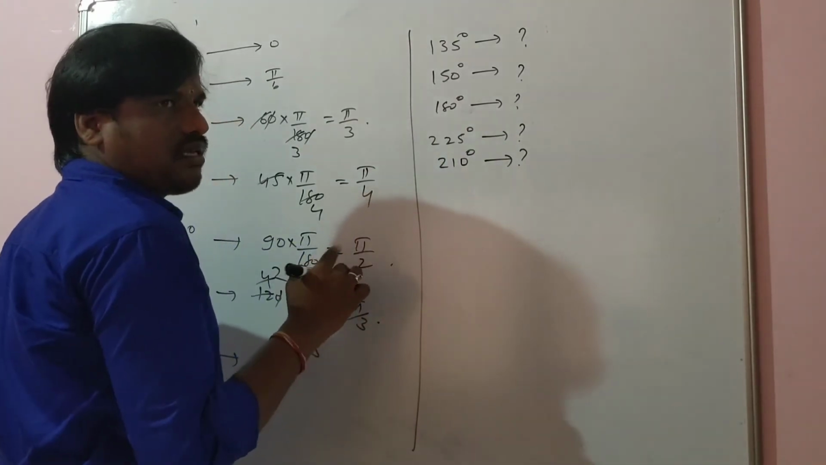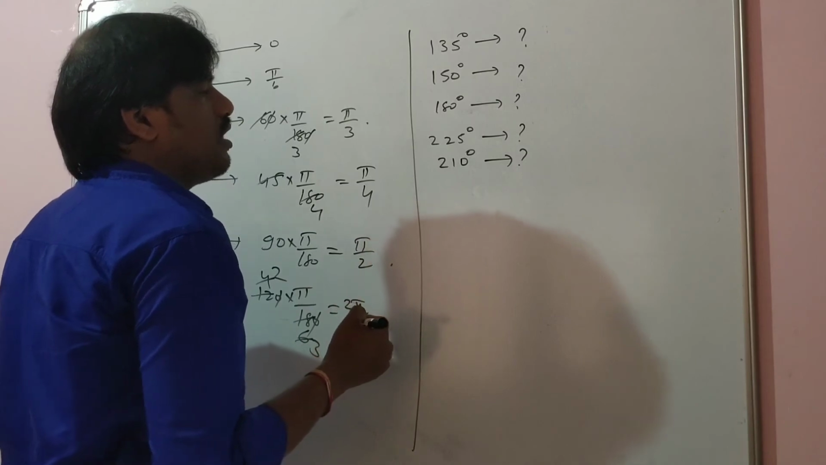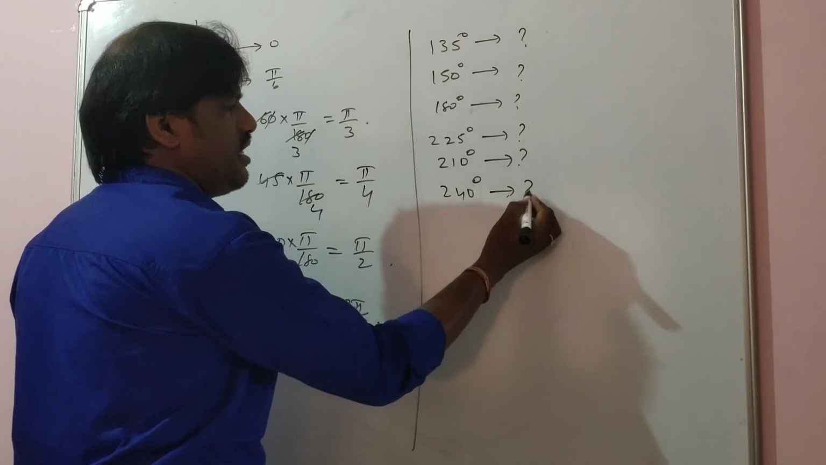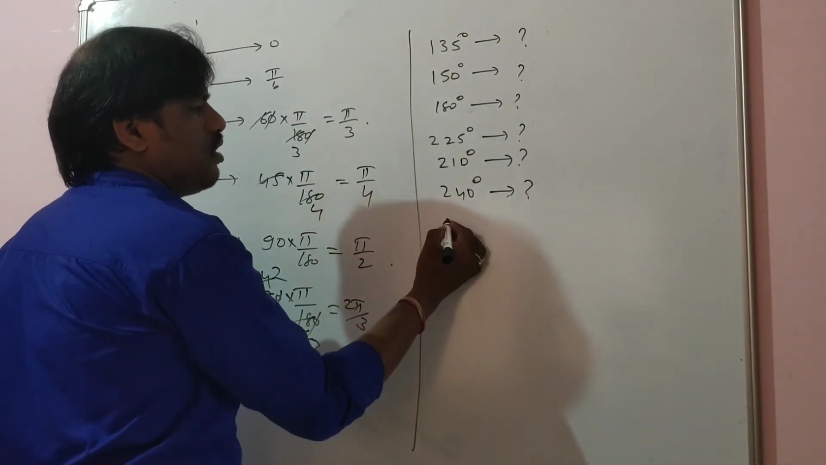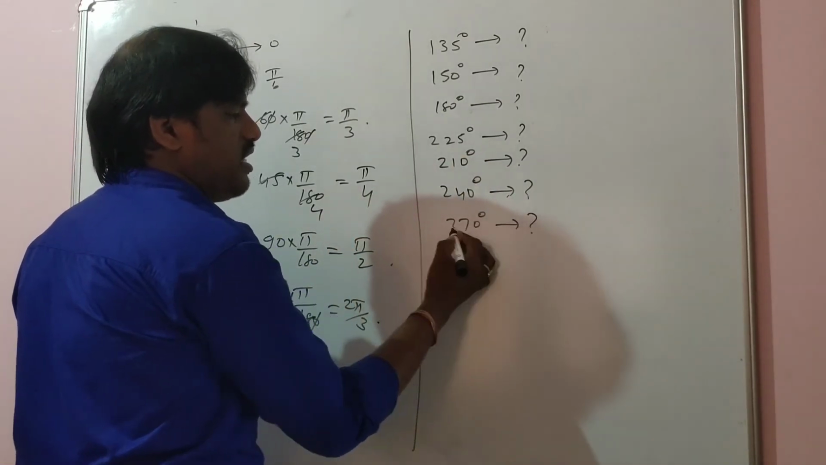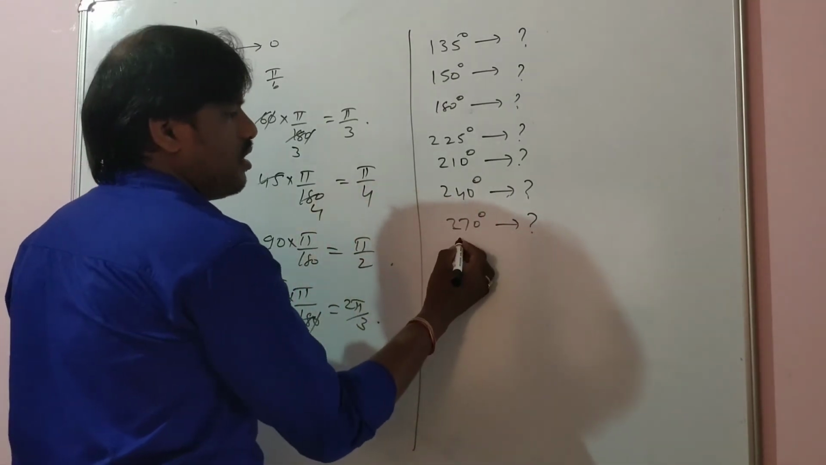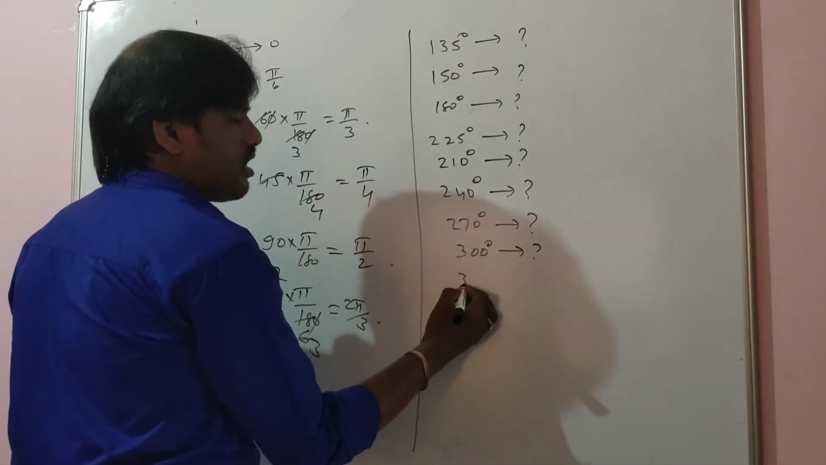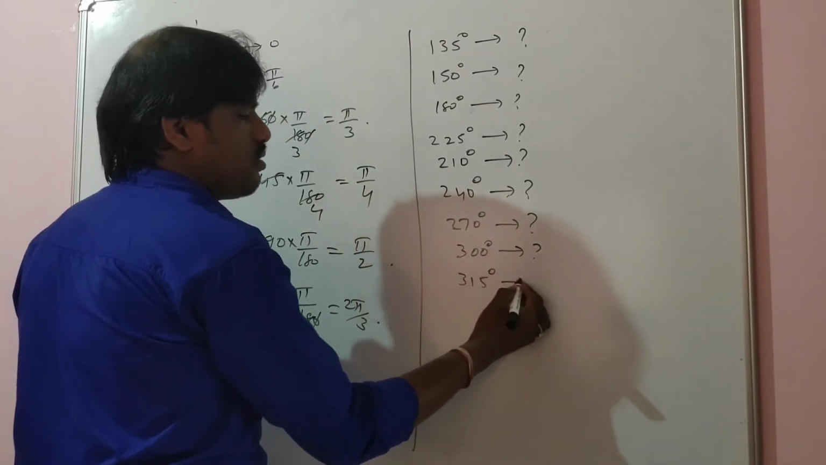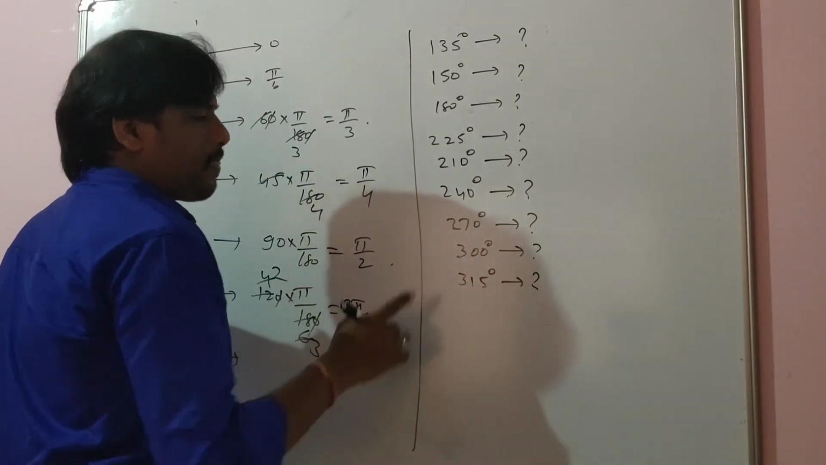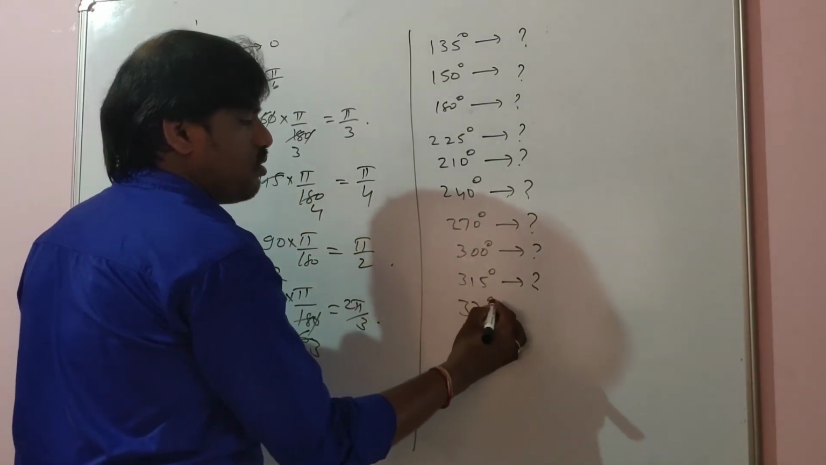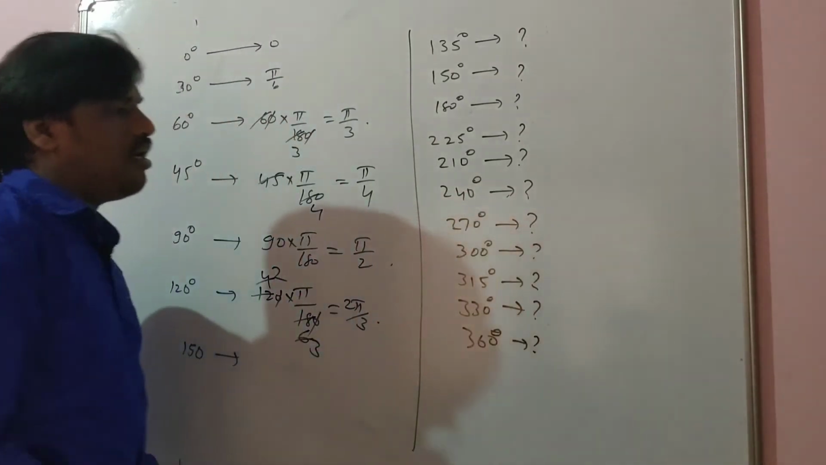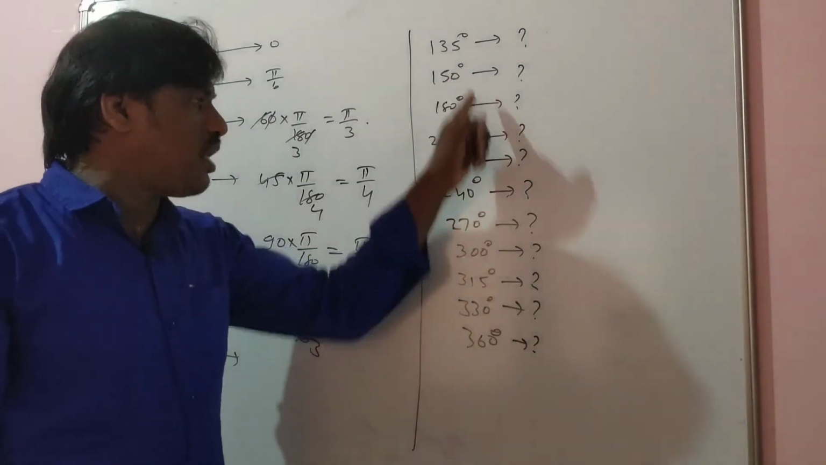This is the way you have to learn it. Next, 240 degrees is equal to how many radians? 270 degrees is equal to how many radians? 300 degrees? 315 degrees? 330 degrees? 360 degrees is equal to how many radians? You have to do all these and send them to me, and you have to remember these.